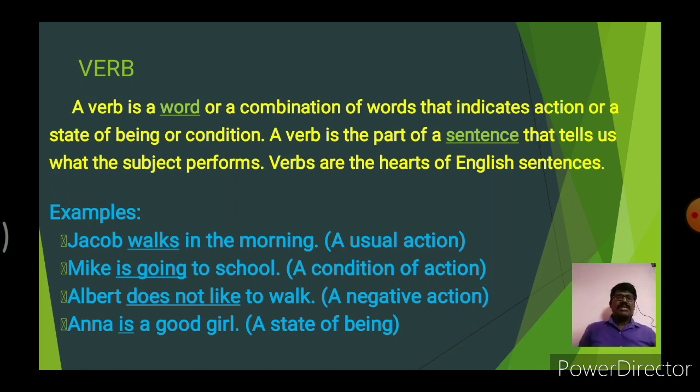So, examples here. Jacob walks in the morning. See that underlined word, walks. Walks is the verb. That means Jacob walks. Second sentence. Mike is going to school. See that underlined word, is going is the verb. Albert does not like to walk. Does not like is the verb. It is a negative, not is the negative verb. Anna is a good girl. Is the verb. So these are all the verbs.